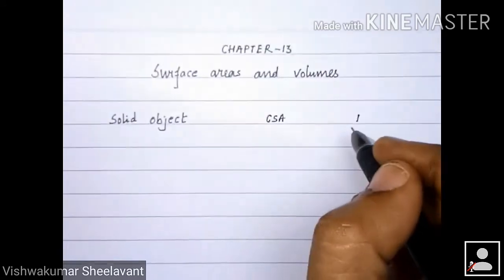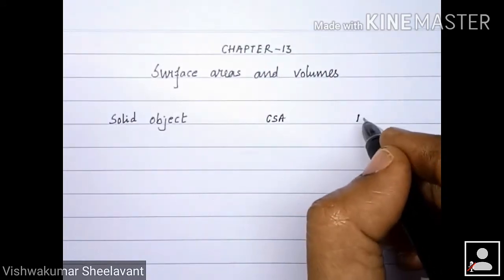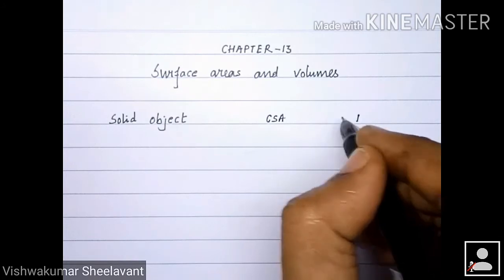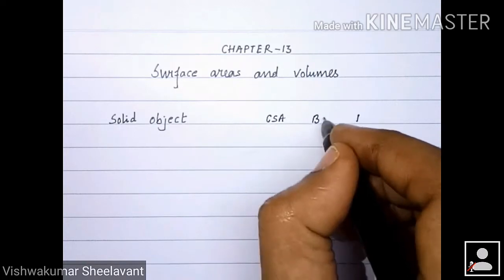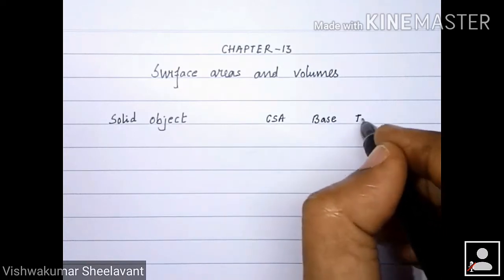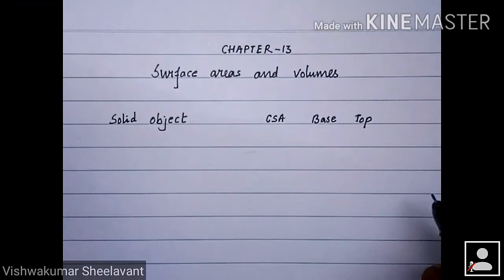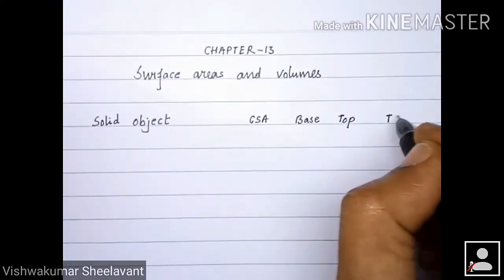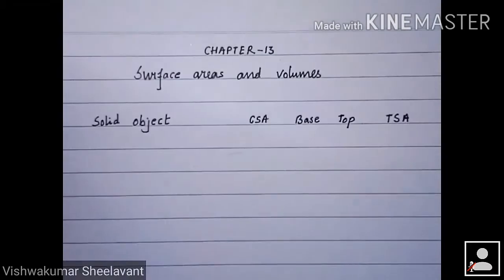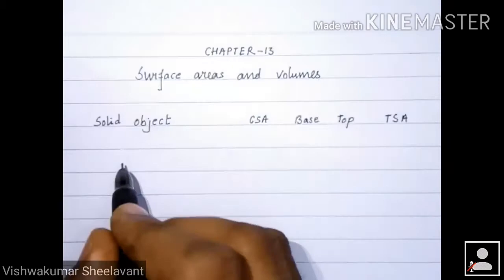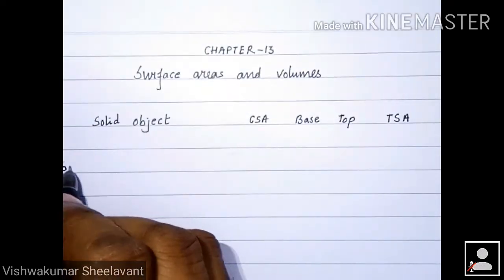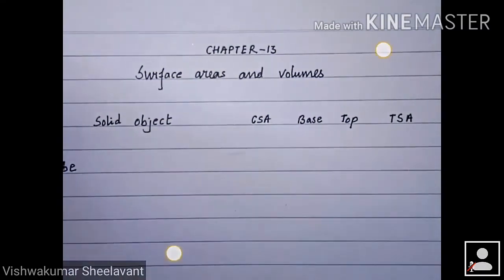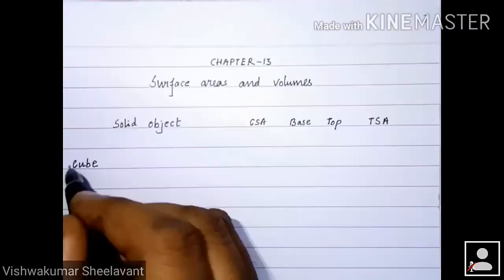CSA, and then if base exists, we'll write base, top, and then TSA. So first we'll consider a cube.